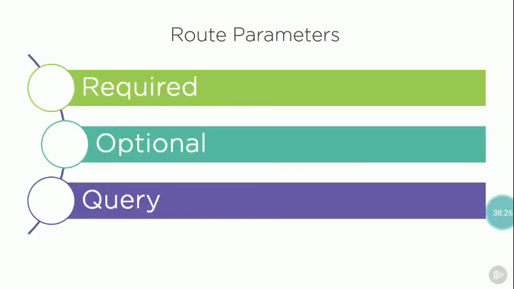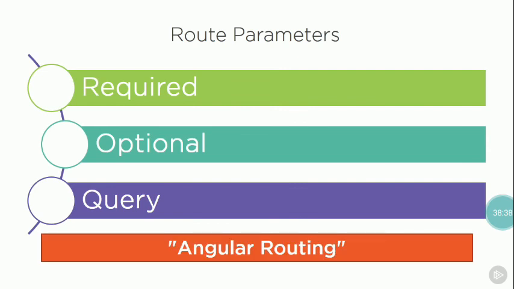Use route parameters anytime you want to communicate a bit of data from one route to the next. Just be sure to select the type suitable for your needs and use the syntax appropriate for your selected type. To walk through complete code examples of each of these, check out the Angular routing course in the Pluralsight library.